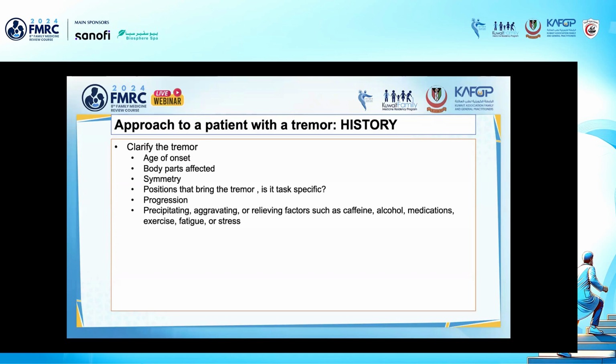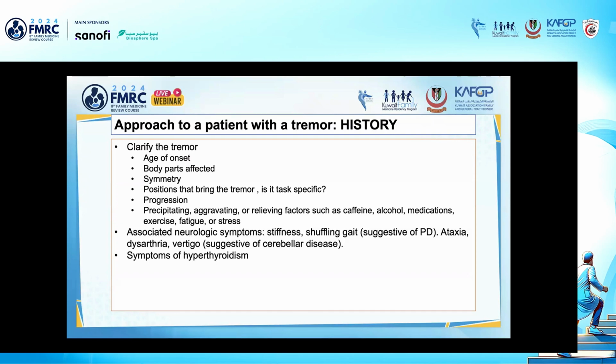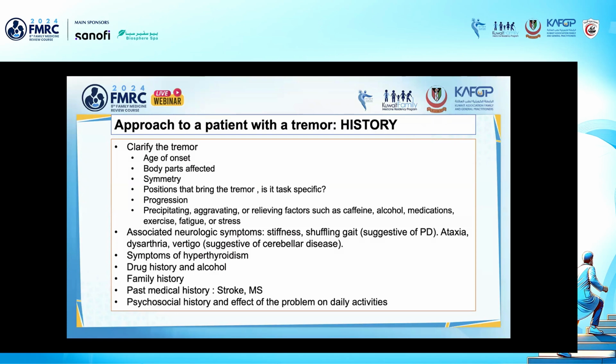Is there any precipitating or aggravating or relieving factors like caffeine or alcohol or medications, or exercise or fatigue or stress? And are there any associated neurological symptoms? For example, stiffness and shuffling gait suggest Parkinson's disease, ataxia and dysarthria suggest cerebellar disease. Are there symptoms of hyperthyroidism?